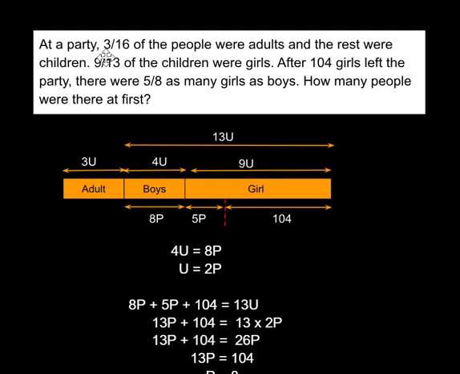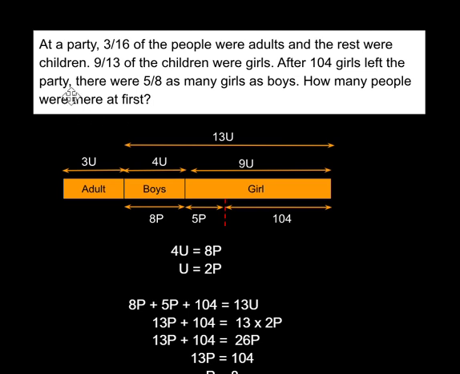At a party, 3/16 of the people were adults and the rest were children. 9/13 of the children were girls. After 104 girls left the party, there were 5/8 as many girls as boys. How many people were there at first?